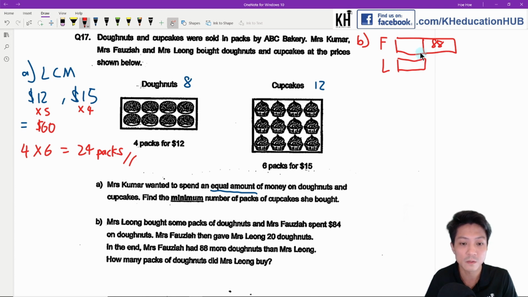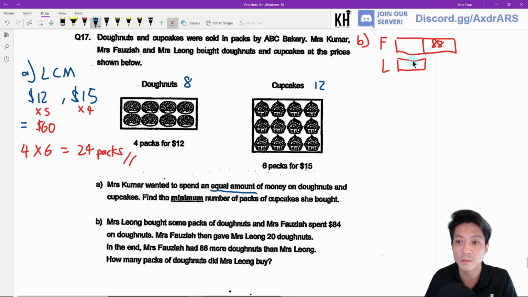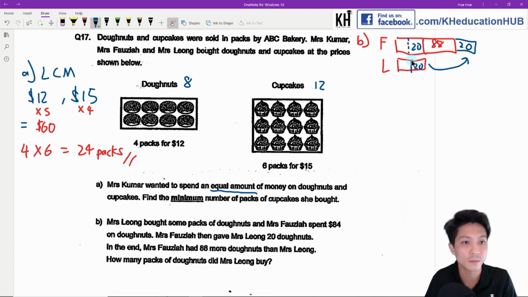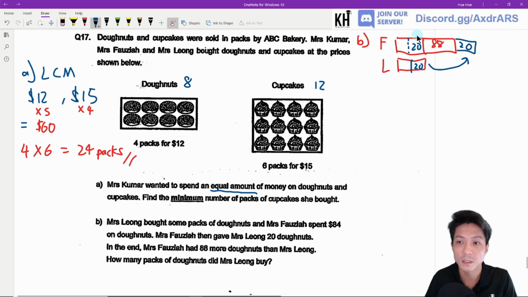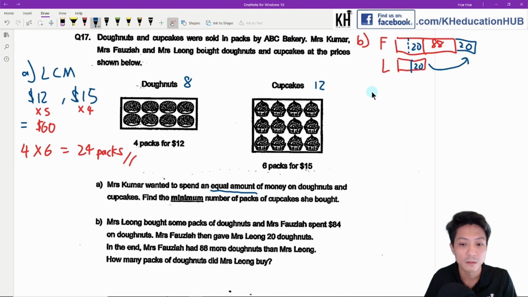Mrs. Fauzia gave Mrs. Leong 20 donuts, so I'm going to return the 20. I'm going to cut one part, which is 20, and return it over here. Remember to write down the 20 over here. So before giving, she had 20 plus 88 plus 20 more.